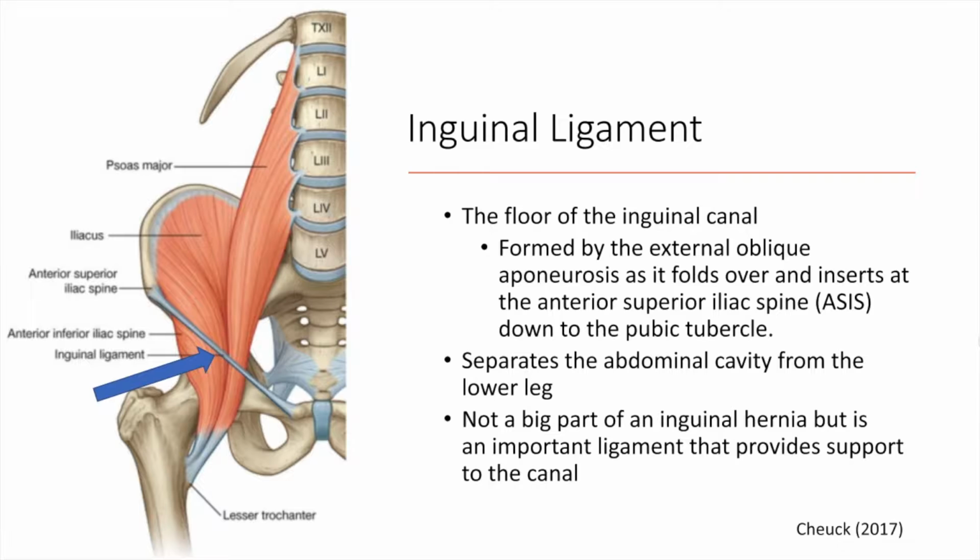The inguinal ligament is the floor of the inguinal canal. It is formed by the external oblique aponeurosis as it folds over and inserts at the anterior superior iliac spine down to the pubic tubercle. It separates the abdominal cavity from the lower leg. So the inguinal ligament is not a big part of an inguinal hernia, but it's important to be known that it provides a strong support to the inguinal canal to help inhibit a herniation.